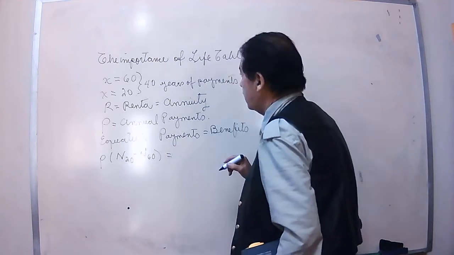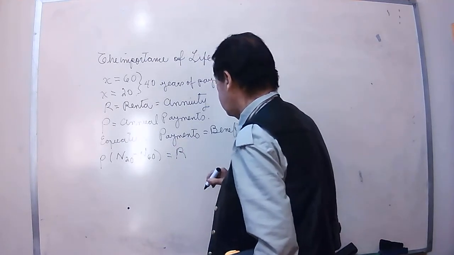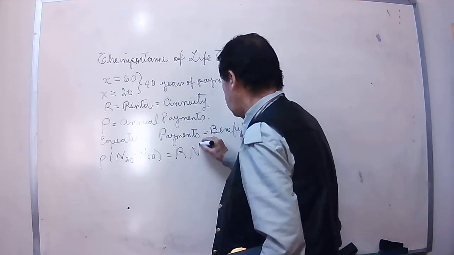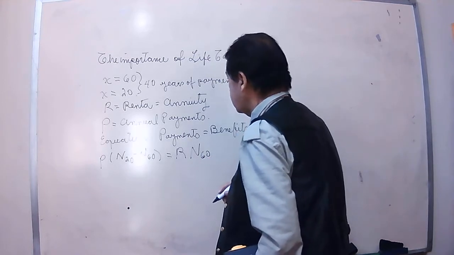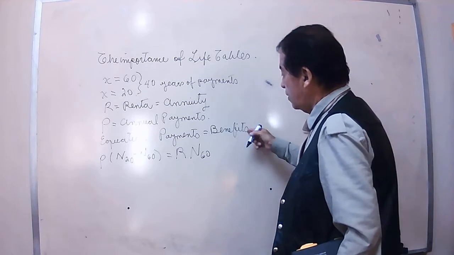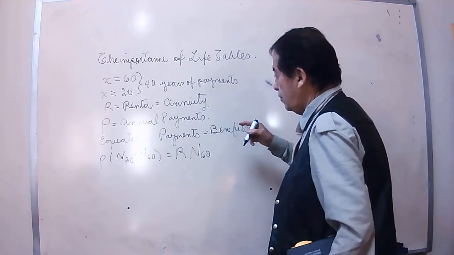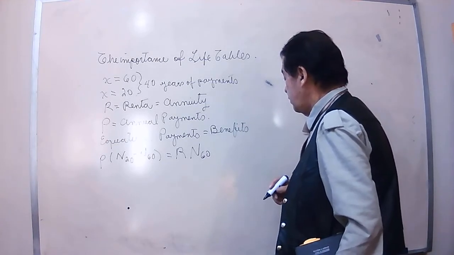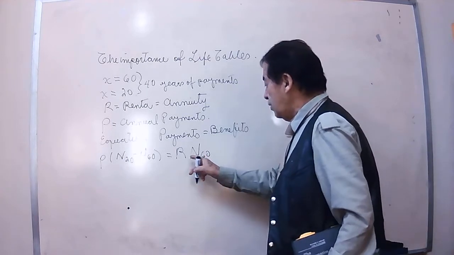And his benefits will be an annual rent for life starting age 60. This is a benefit which will pay the insured an annual benefit of R.